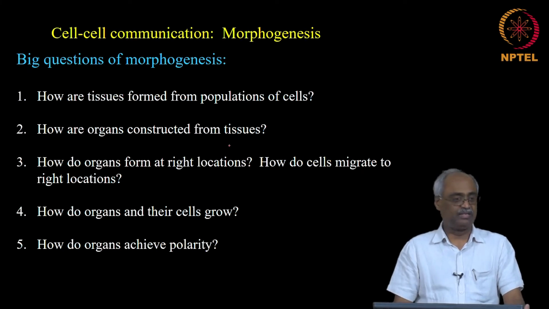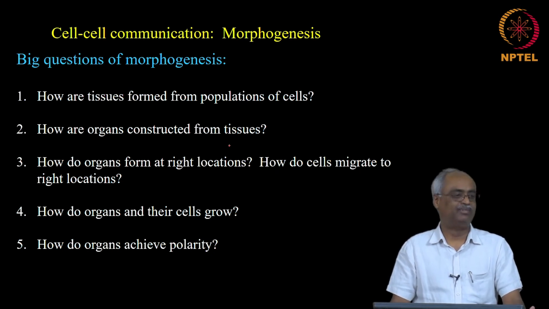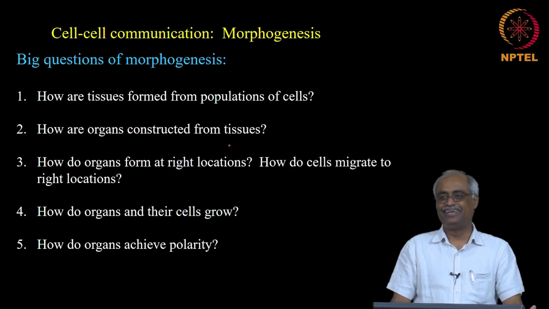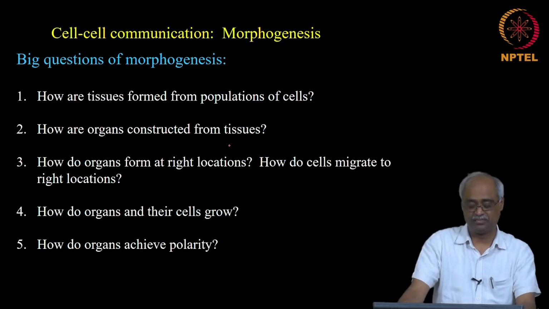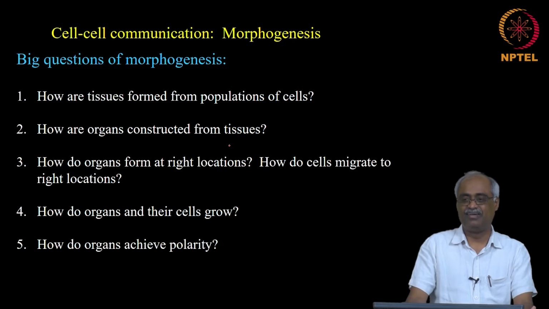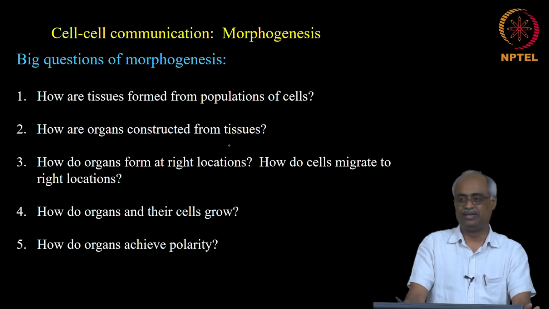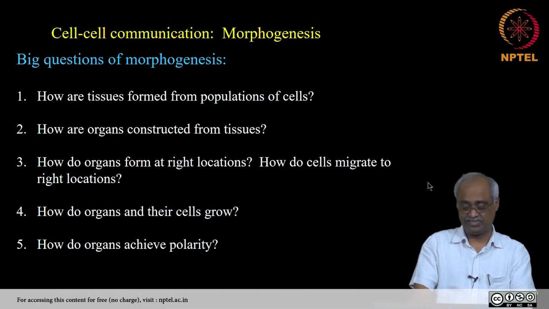And then the organs have to be at the right locations. There is no point in a particular cell type differentiating into cornea and retina in your spinal cord somewhere. It should form on the face at the right place, and it should have the right neuronal connections to the right part of the brain. So how do they all get to the right places and form those structures? These processes involve cell migration as well. So how do cells migrate correctly?